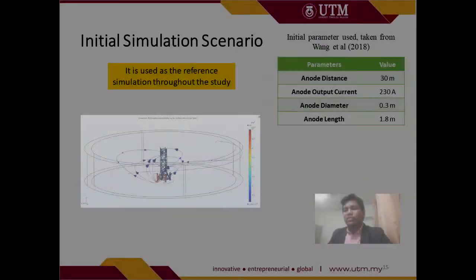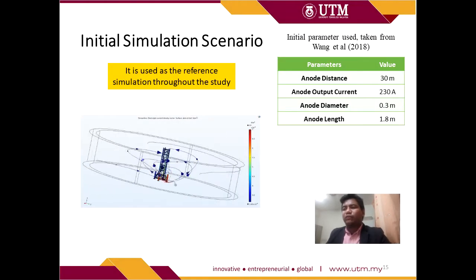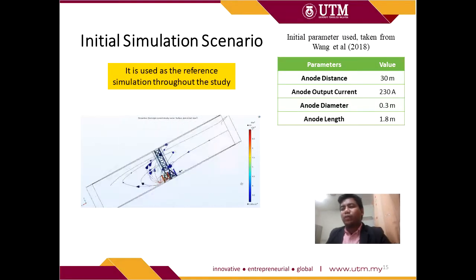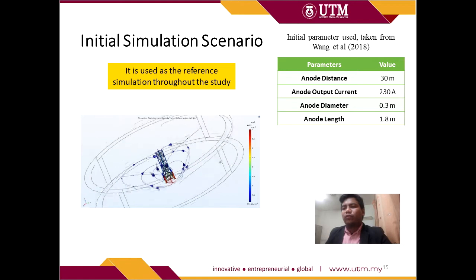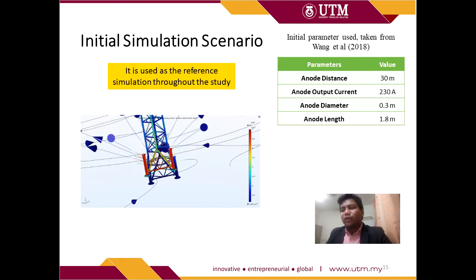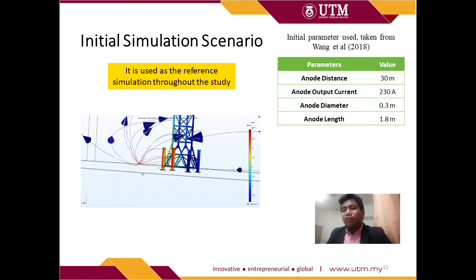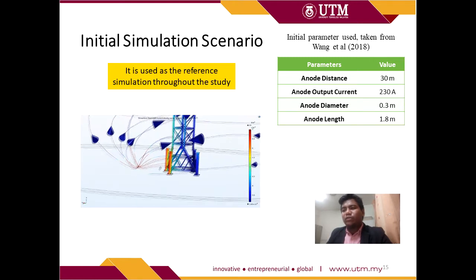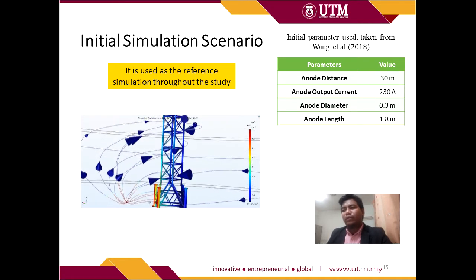The simulation of the ICCP model on the oil platform structure is finally run by using the parameters in the table, and this is the output produced by the software. We can see here how the platform is protected from the current supplied from the anode. For information, the parameters used for this first simulation are taken from past research by Wang.